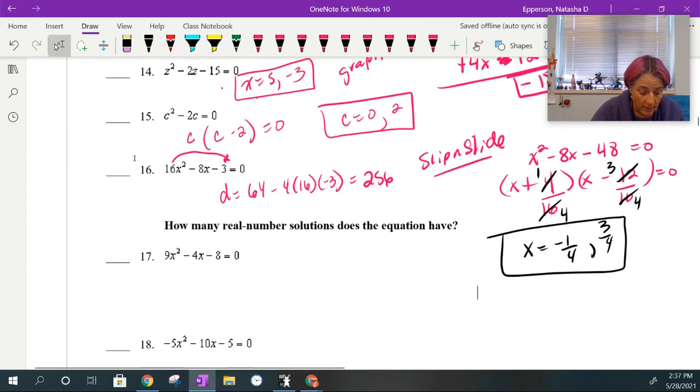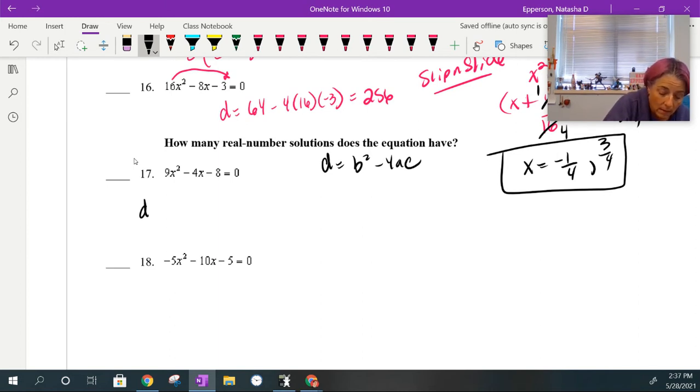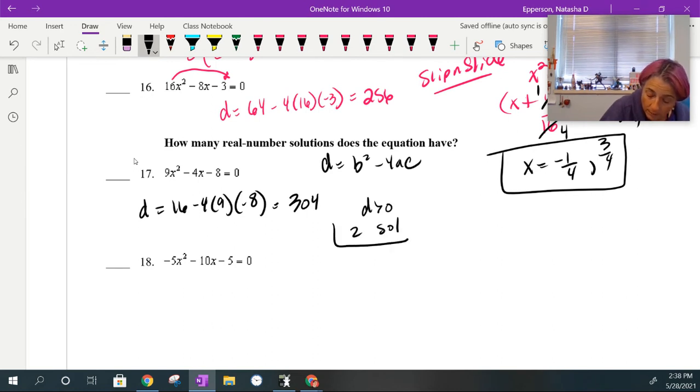All right, so number 17, how many real number solutions does the equation have? Your discriminant, d is equal to b squared minus 4ac. So d is equal to 16 minus 4 times 9 times negative 8. Negative 4 times 9 times negative 8, plus 16 gives me 304. If your discriminant is greater than 0, you have 2 solutions.